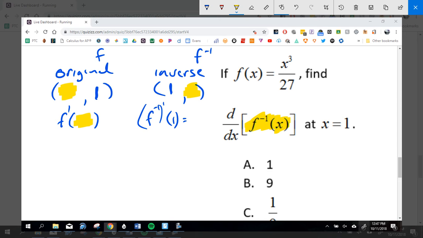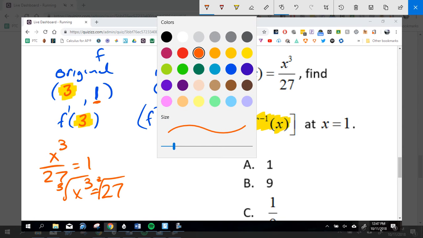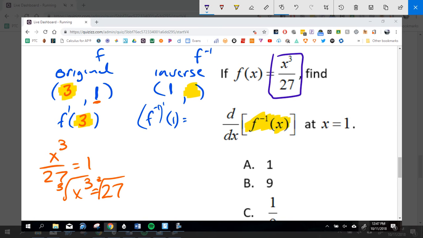And so how do I find the x value of the f function? Set it equal to, because it's the y value. And so I'm taking this x cubed over 27 and setting it equal to 1. So I'm going to multiply both sides by 27. And then I'm going to cube root on both sides. So my x is going to be 3. So then I want to find the derivative at 3. And so I need to take the derivative of this thing right here. That's f. I want to find f prime.